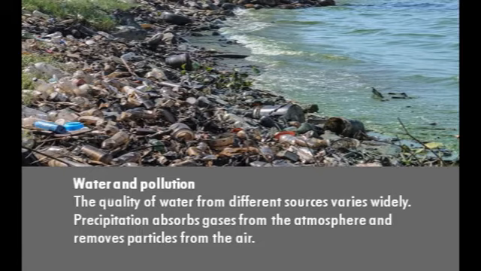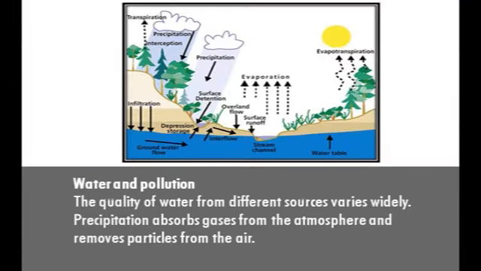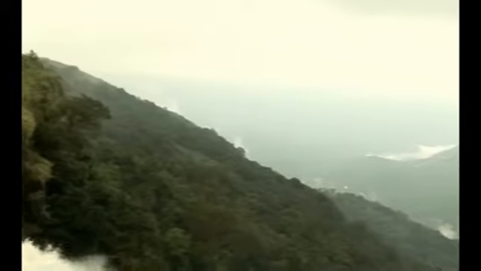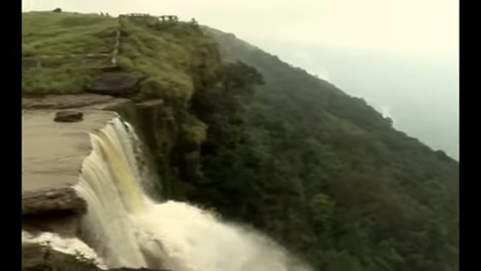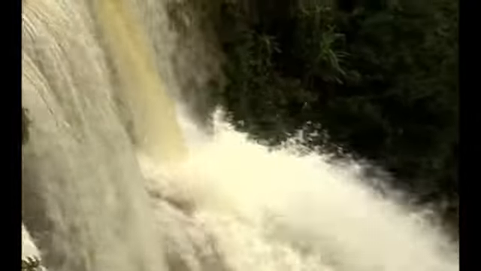Water and pollution. The quality of water from different sources varies widely. Precipitation absorbs gases from the atmosphere and removes particles from the air. When the precipitation strikes the ground, it becomes surface water runoff or enters the ground. The surface water flows into larger and larger channels, ponds, lakes, and rivers until some of it reaches the sea.